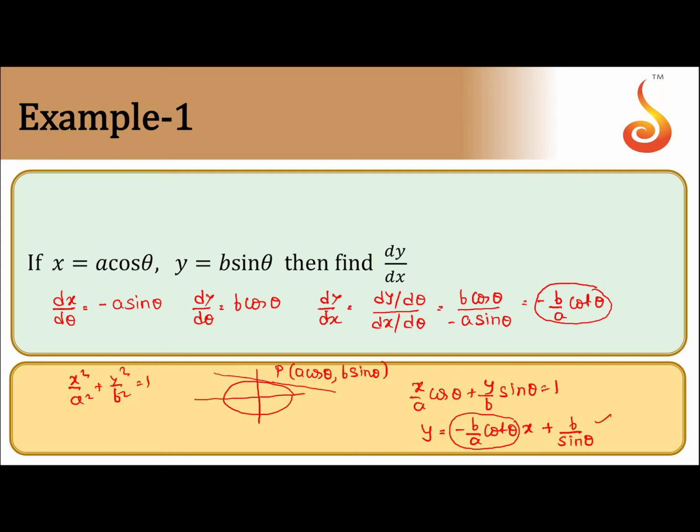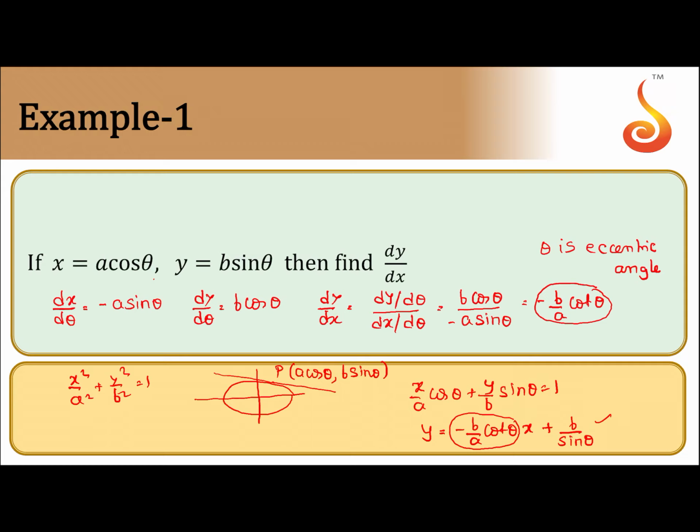So it is also called parametric differentiation. So x and y both are represented in terms of theta. Theta is the eccentric angle here. So what we got is, the slope at any point on the ellipse, represented in terms of theta, is minus b by a cot theta.